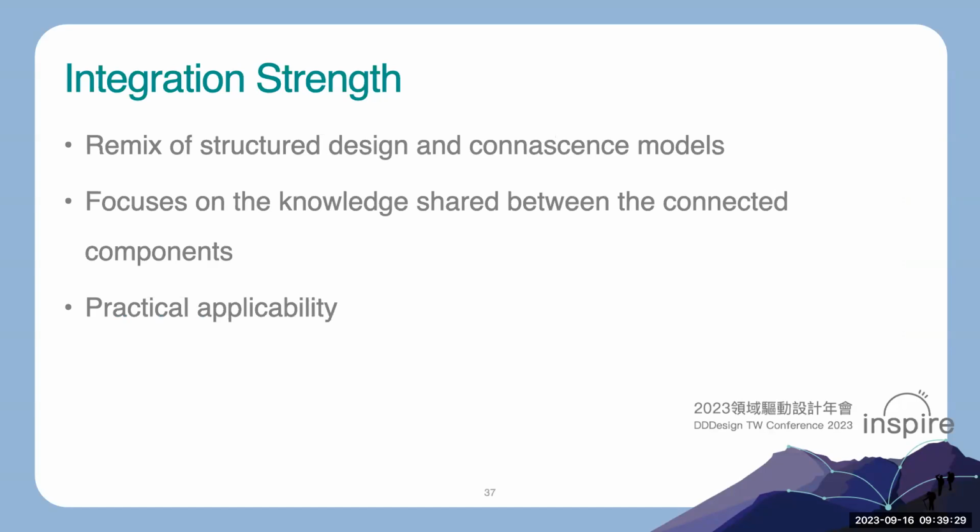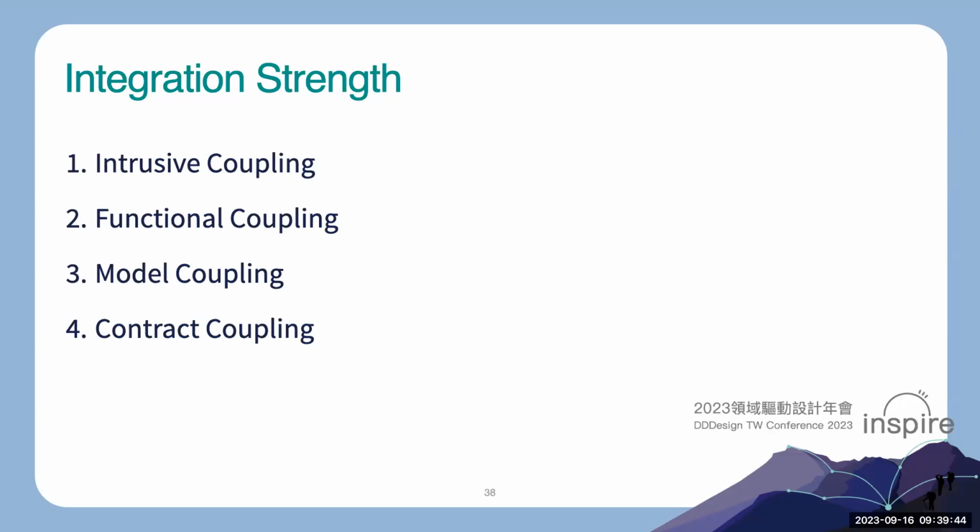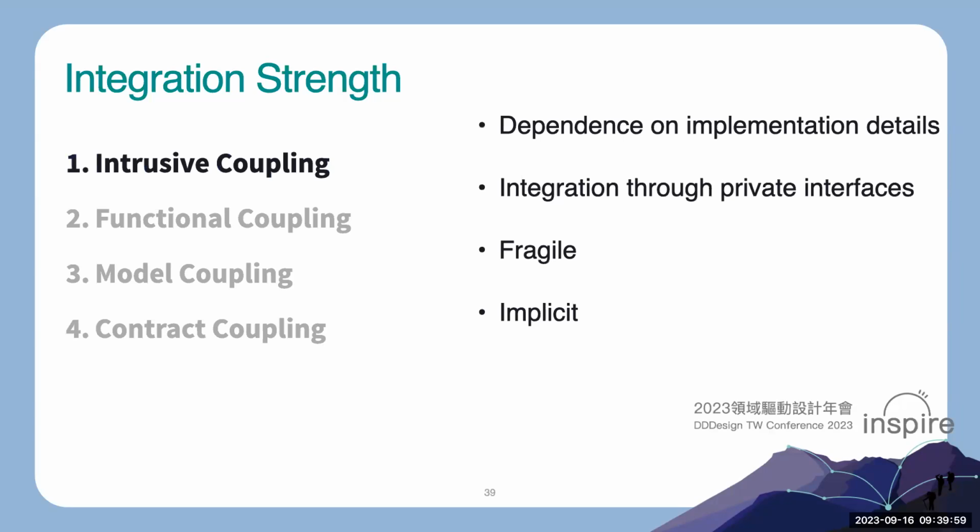Structured design has 6 levels, connascence almost twice as much, 11 if I remember correctly. And in integration strength, we can do with 4. These 4 levels basically give us enough information about the nature of connection between 2 components. So the 4 levels are intrusive, functional, model, and contract coupling. Let's go over them. The first one and the highest one is intrusive coupling. As the name suggests, intrusive coupling is the highest level, and this one shares the most knowledge. It means that the modules are integrated through private interfaces, or they're introducing other dependencies on the implementation details of the upstream module.